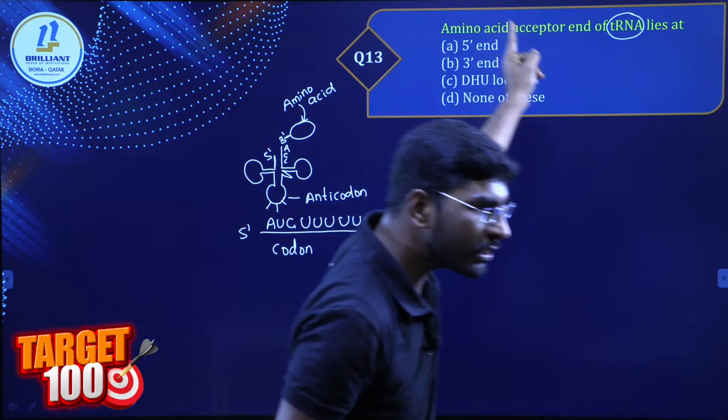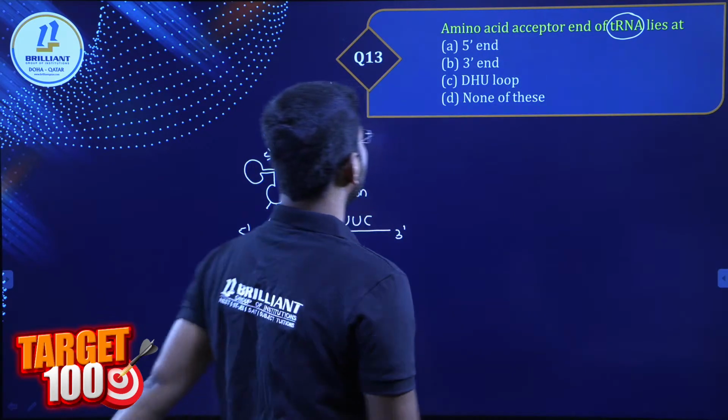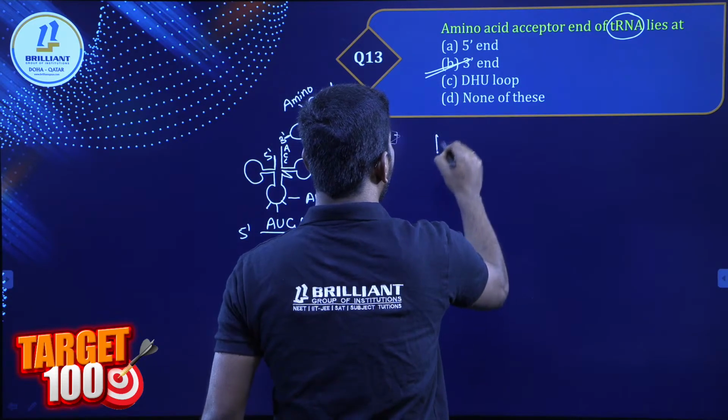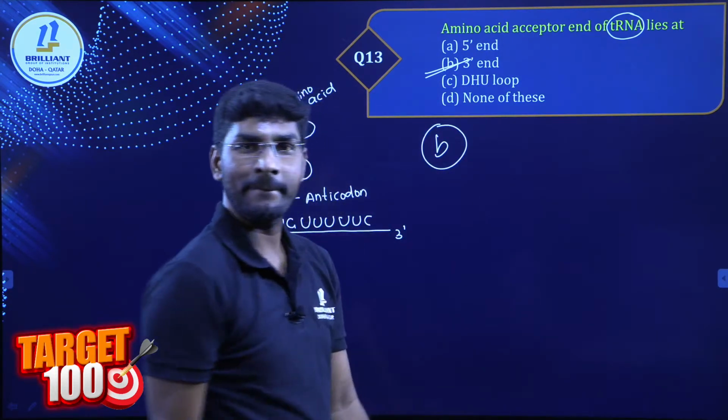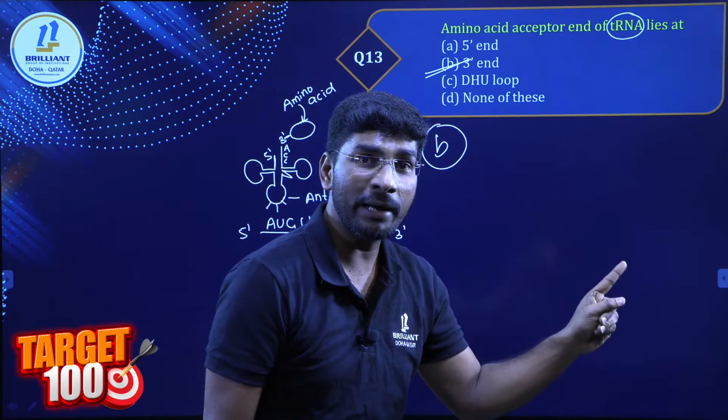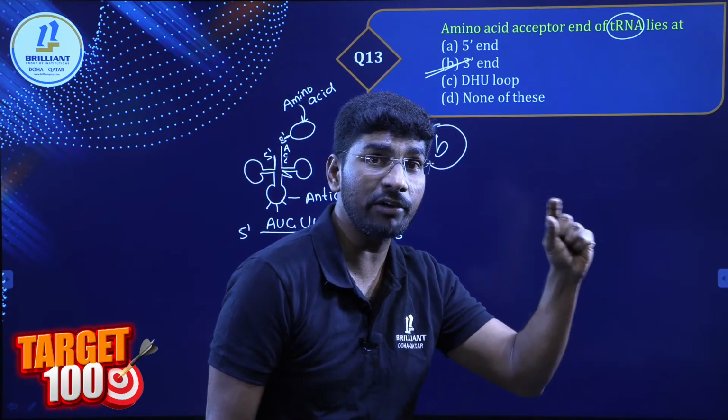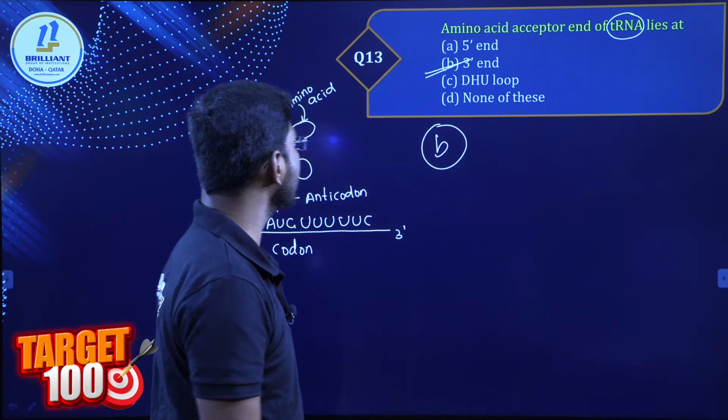Very good, Yusuf. Right, very good, Angeline. So the right answer is the 3rd prime of tRNA. My point is: 5 prime, 3rd prime is 3rd prime. Exactly, the activated amino acid comes and attaches there.